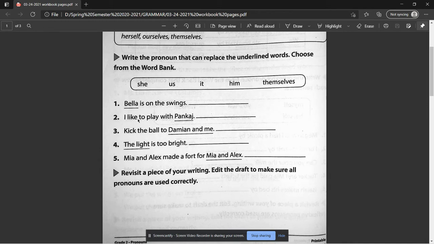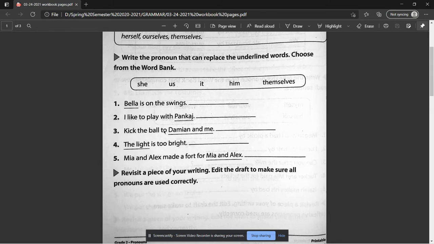Number 2, I like to play with Pankaj. That's a very interesting name, right? Now, what pronoun would I use to substitute this name? I know it's a name because the letter P is what? It's capitalized, right? So this is a proper name. This is someone's name. So what pronoun would I use to substitute this name? Ding, ding, ding, him. This is the pronoun I would use. I like to play with him. So I would write this pronoun here on the blank space.